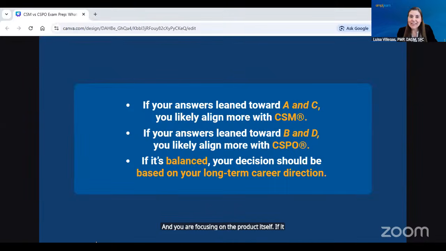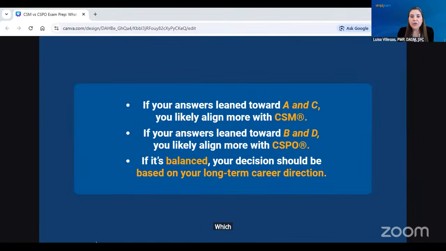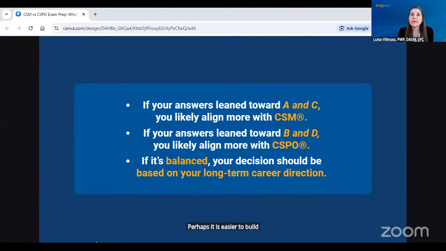If it's a mix, if it's balanced, don't despair. It's okay. Some of you may have abilities, skills and interests for both certifications. A lot of people end up having both certifications, so that is not something you should rule out. Which one should you take first? You could think about your long-term career direction, or I would say, what is your current role? What feels more natural? Because if you already have a role that aligns better with one of these, perhaps it is easier to build depth with something that feels familiar to you. So either way, you can't go wrong. They're both very useful certifications.